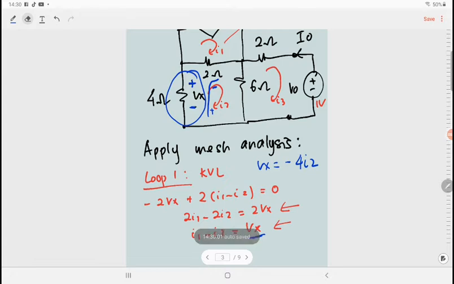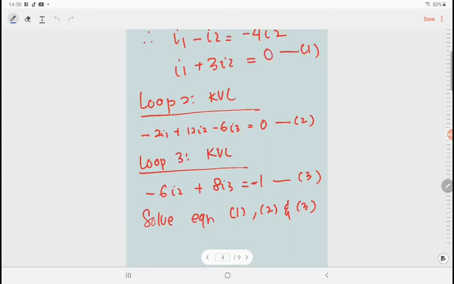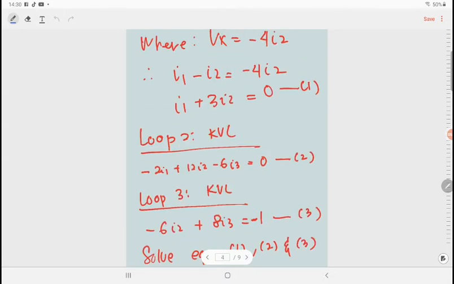By knowing this, you can substitute Vx in this equation. Therefore, you got I1 minus I2 equal to negative 4I2. By elaborating this equation again, you got I1 plus 3I2 equal to 0. So this is our first equation for loop 1.